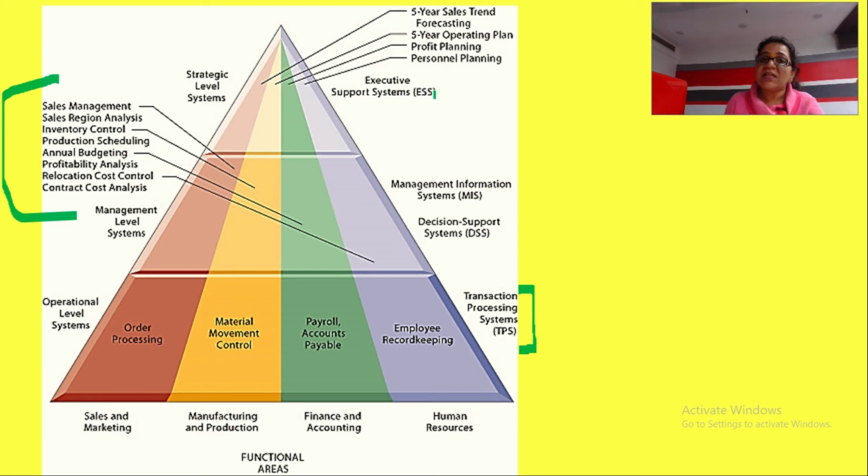So at this level, at the top level, executive support systems work, where we have semi structured decisions to be taken. And at this point of time we have totally structured and repetitive decisions to be taken. Here we have discussed the basic functional areas, which are generally available in various organizations, like sales and marketing, manufacturing and production, finance and accounting, human resources.